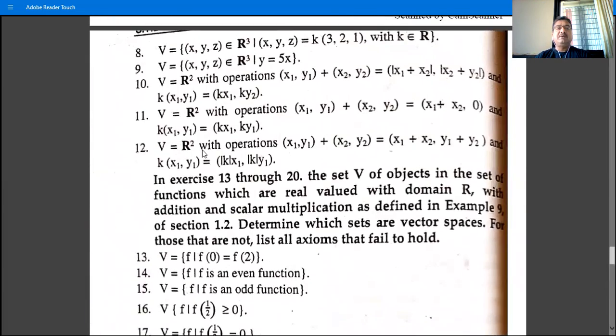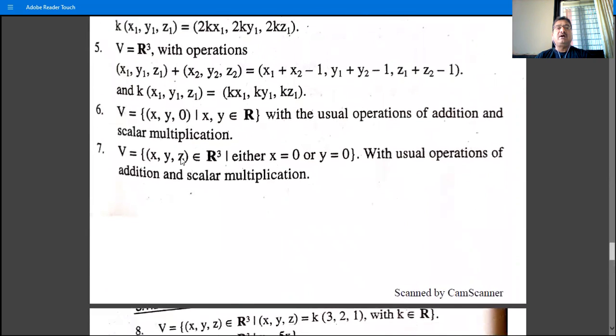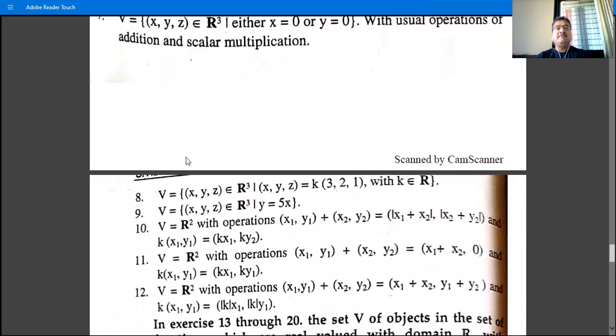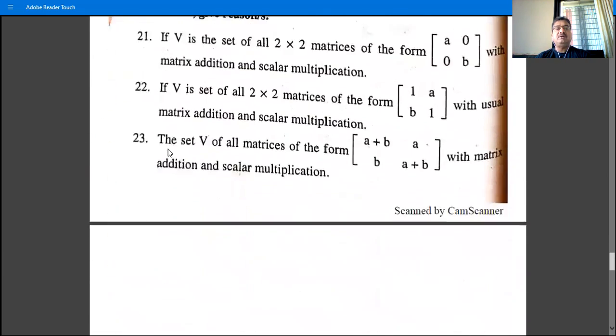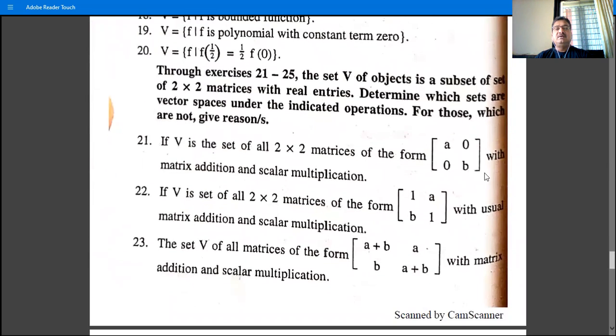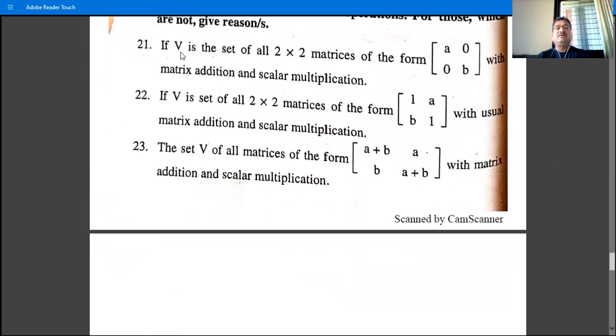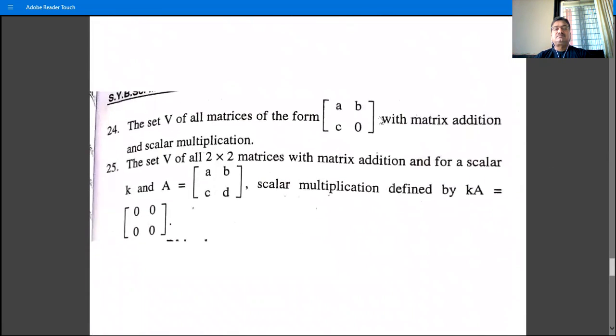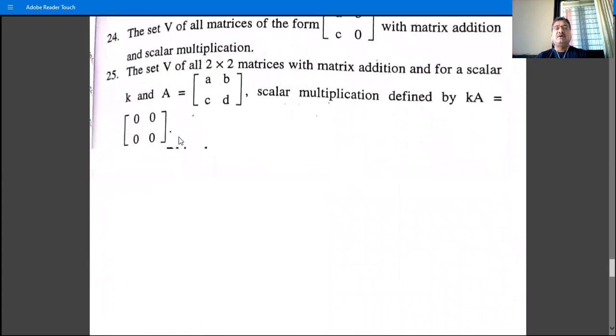Up to 12, the problems are R square, R cube, that is, the set of ordered pairs and the set of 3-tuples. And from 13, the problems have V as the set of functions. As far as the exam is concerned, these first 12 problems are important. Now if you observe from 21, the set V is the set of 2 by 2 matrices of different types. So where to write the answers to these problems?